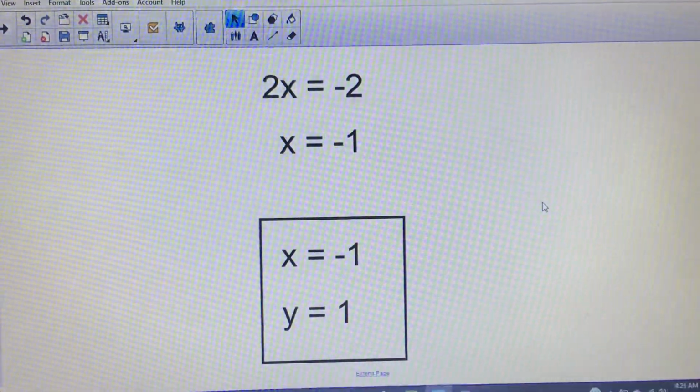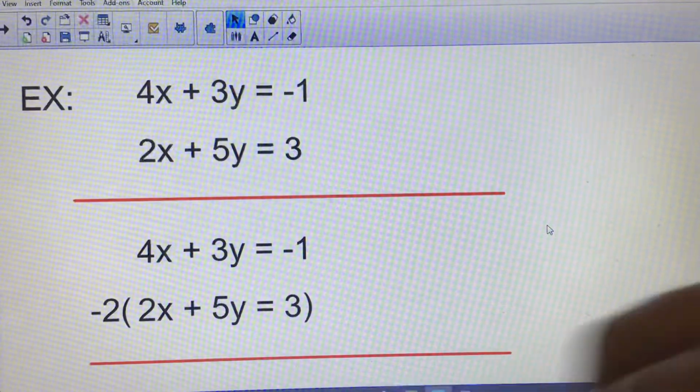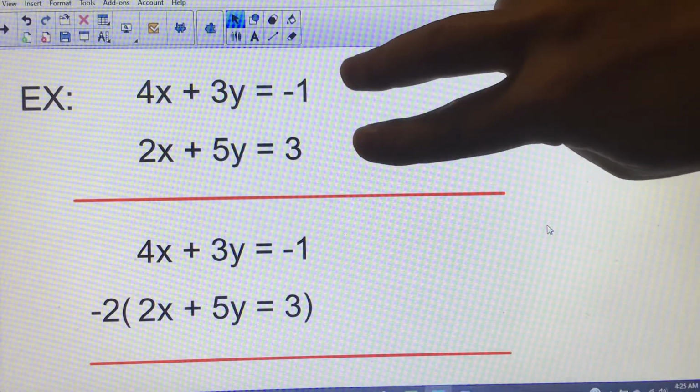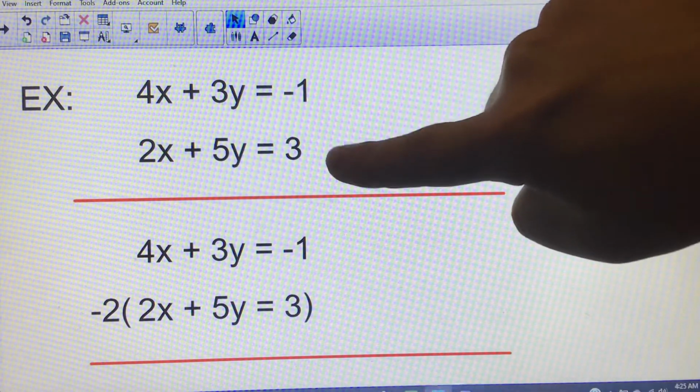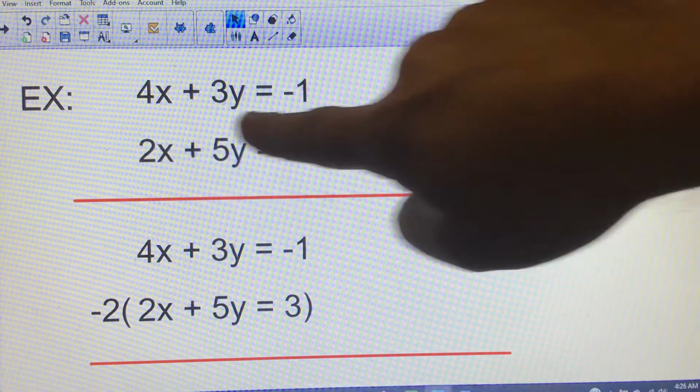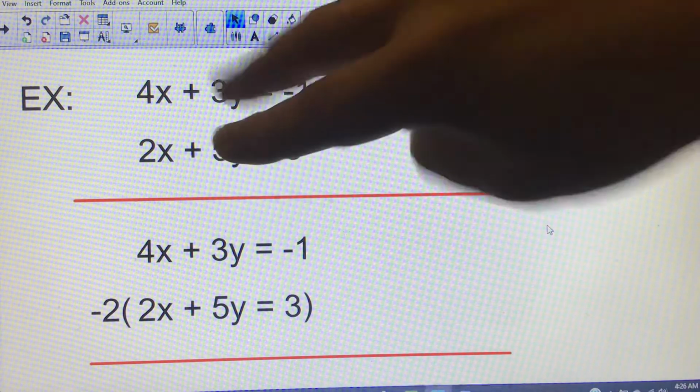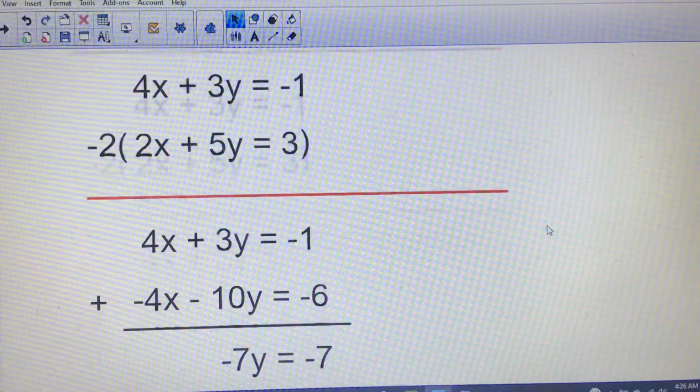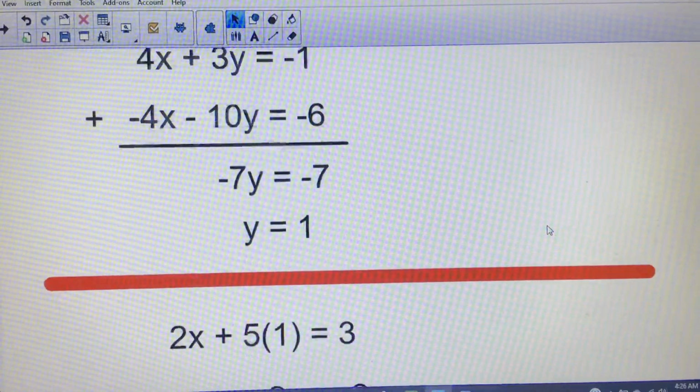Now, it doesn't matter which one you use. I think I'm using this one. But you can plug the y into either equation, then solve for x. So, kind of flash the answer. Let's see it for real now.